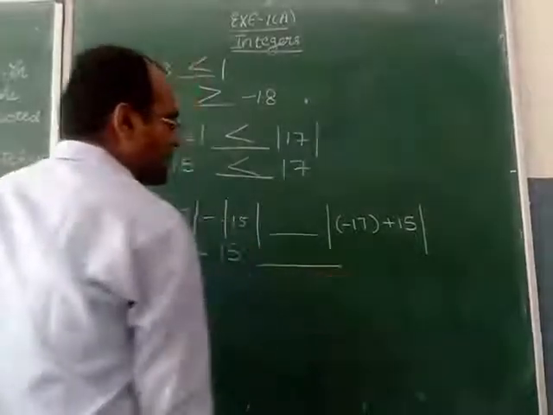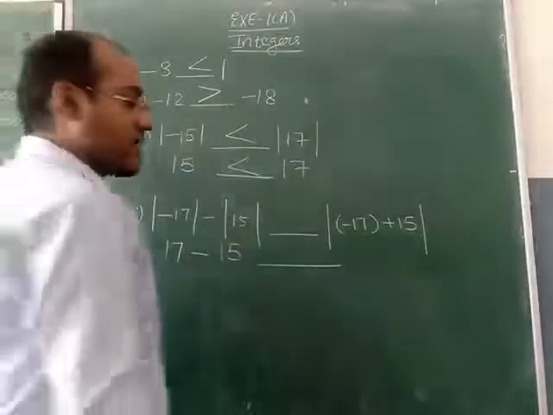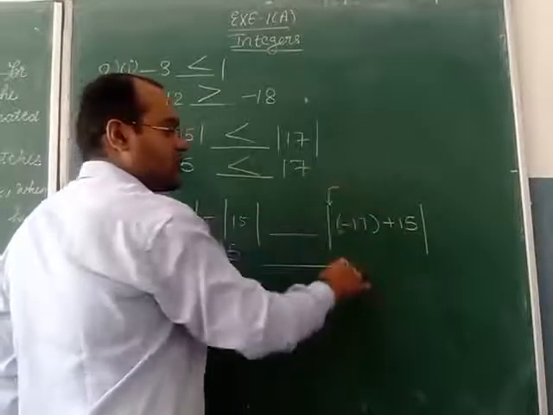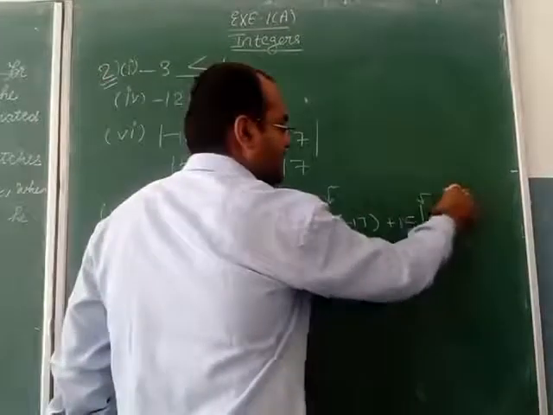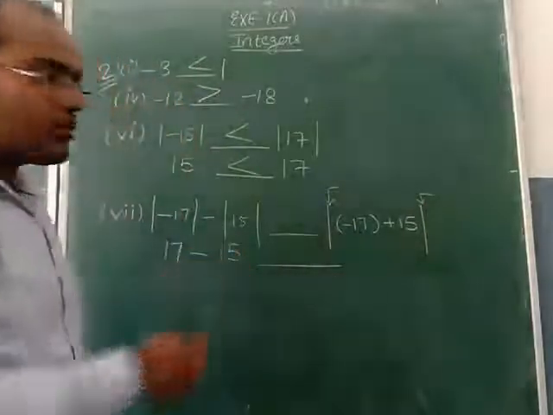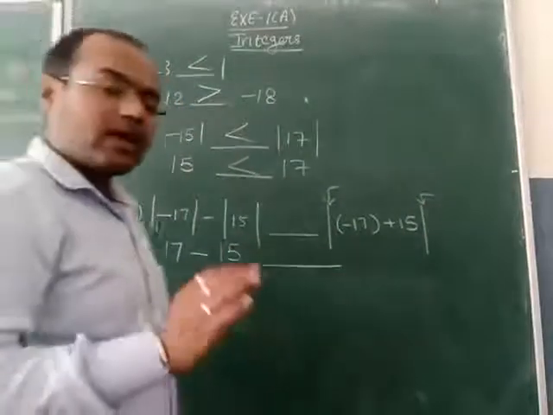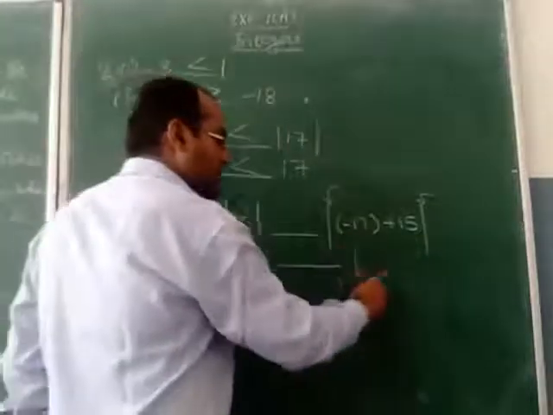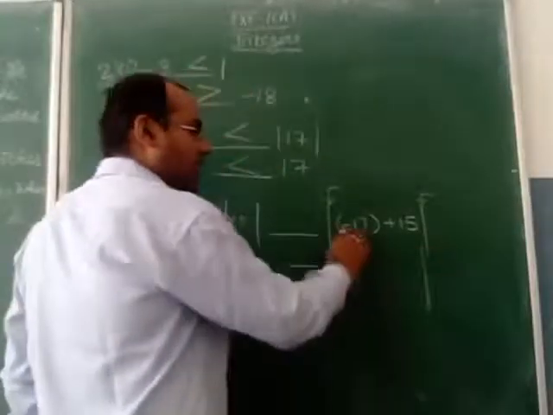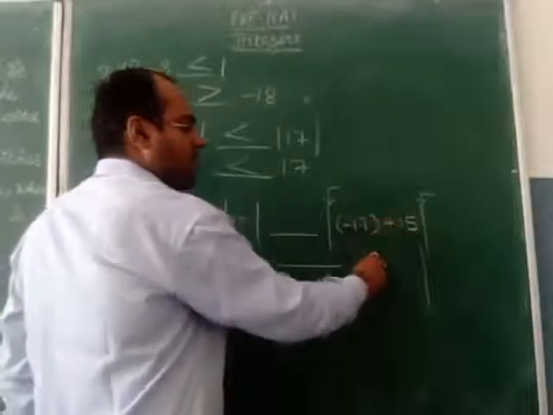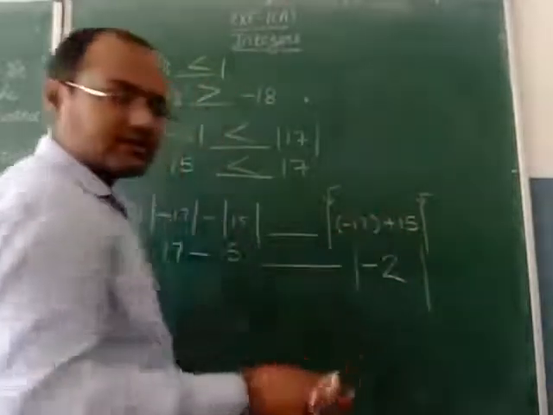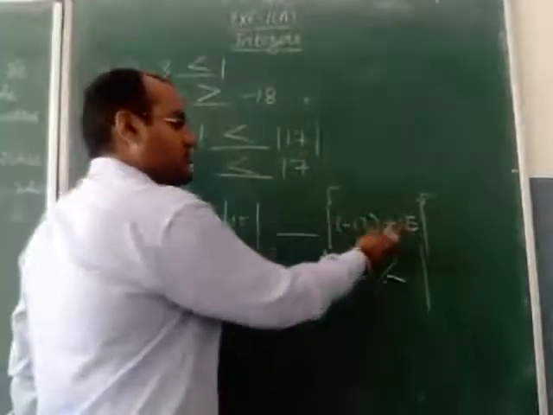Here you will observe that the absolute starts here. This is the starting place of the absolute, and here the absolute ends. In between, two numbers are coming, so we will not remove the absolute sign. First of all, we will solve these two numbers. So we write the absolute as it is: minus 17 and plus 15. The answer will be minus 2. Minus plus is minus, so we will subtract them. 17 minus 15 will be 2.